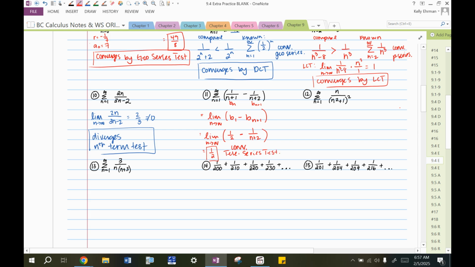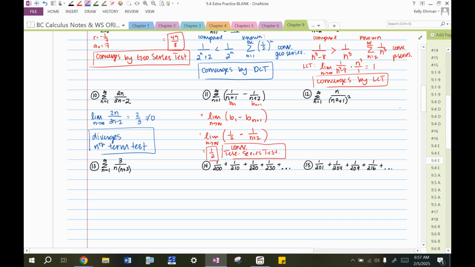Now remember, if you're not comfortable recognizing whether or not it's telescoping, you can always start expanding out terms, enough terms until you realize what's going to survive and what's going to cancel. So all this means is if I really do have b sub n and b sub n plus 1, then only the first term is going to survive. Everything else is going to cancel. So this is just a shorter way to do that.